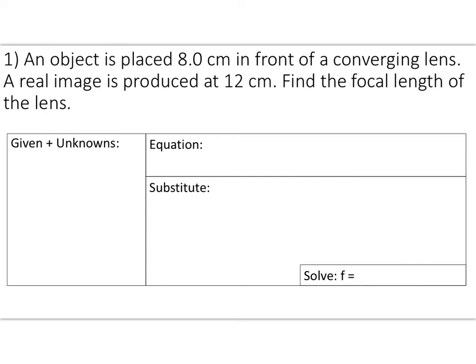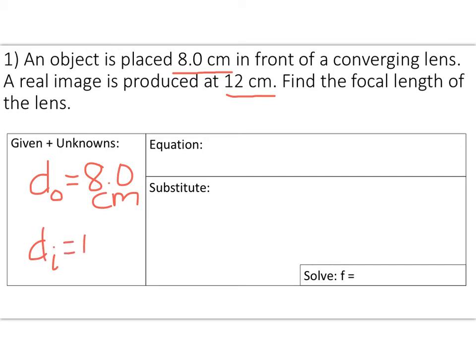So let's first look at our givens. An object is placed 8.0 centimeters in front of a converging lens. So that's the object placement. That's how far the object is. DO equals 8.0 centimeters. A real image is produced at 12 centimeters. So the image shows up here. That would be our DI, our image distance, 12 centimeters. And what we're finding is the focal length. So our unknown is F, focal length.